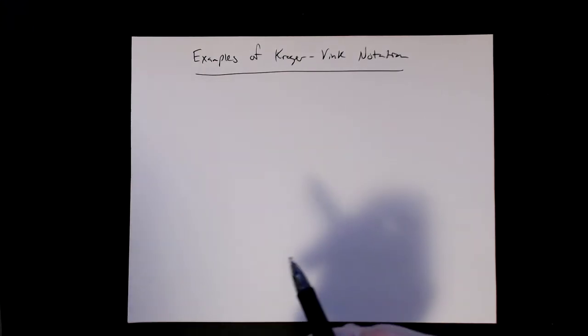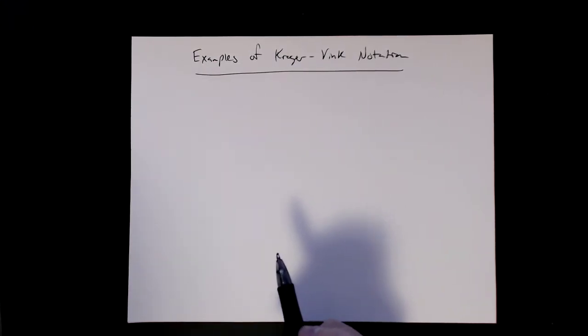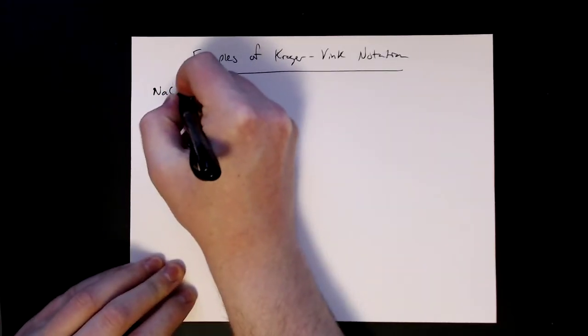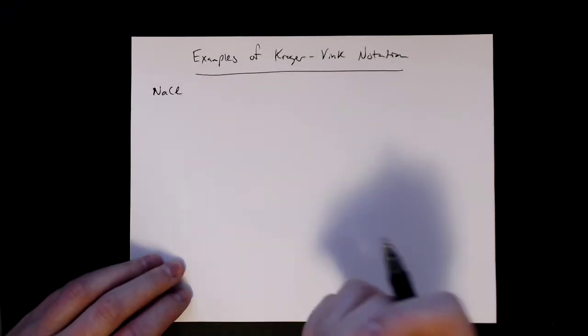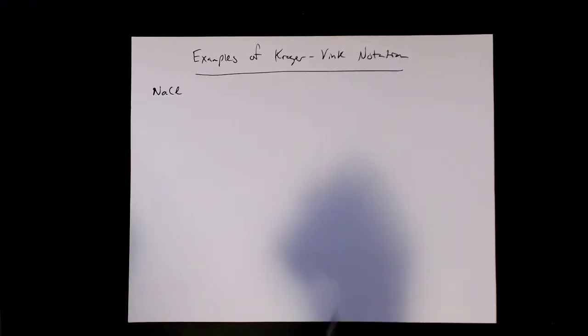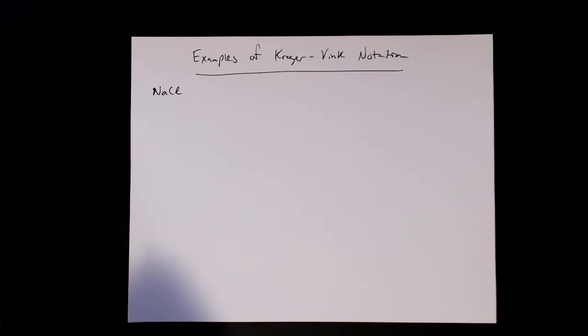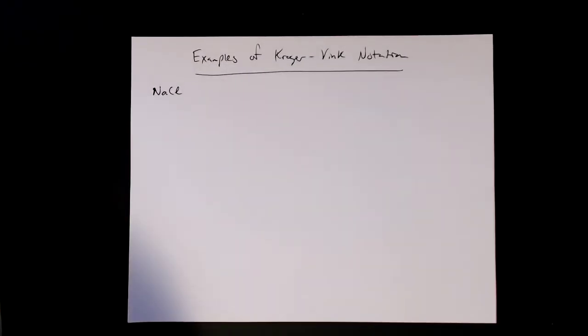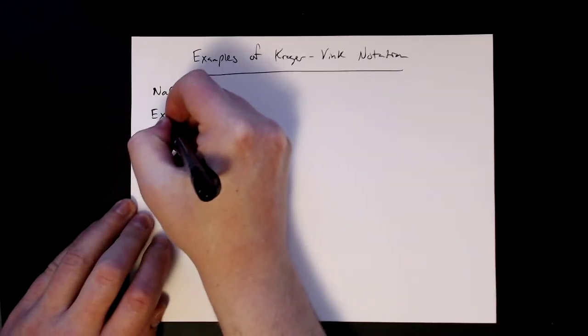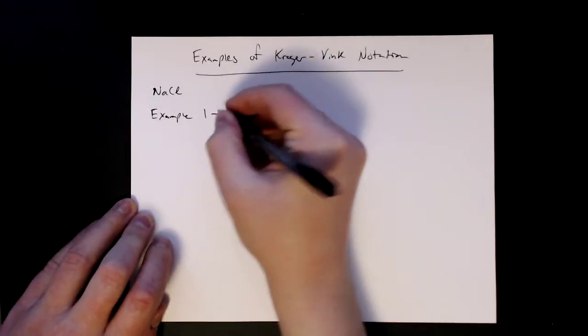All right, so to better understand Kroger-Vink notation, I think it's helpful to go through some examples. We're going to look at sodium chloride as an example material. It's important to relate all of these defects that we talk about to a perfect crystal. So we look at a perfect crystal of sodium chloride, and then we want to describe defects that can happen to those perfect crystals. So let's go with our first example, example 1.